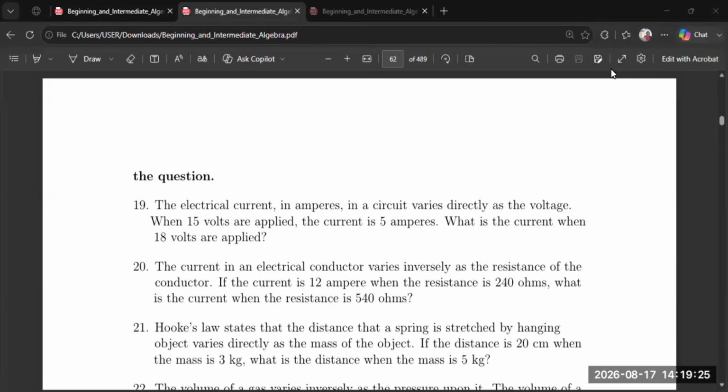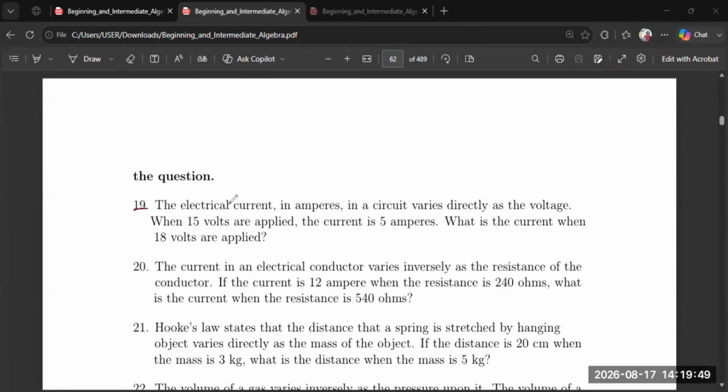Yeah, you're all welcome. This is the continuation of what we started already on variation. This time we're going to be solving word problems that lead to variation. These problems are all variation problems, so it is either a joint variation, an inverse variation, or maybe a direct variation. That is what we're going to be doing here. Let's start with solving question 19.